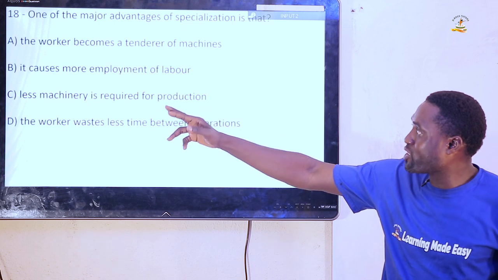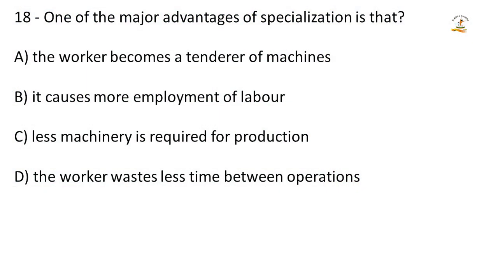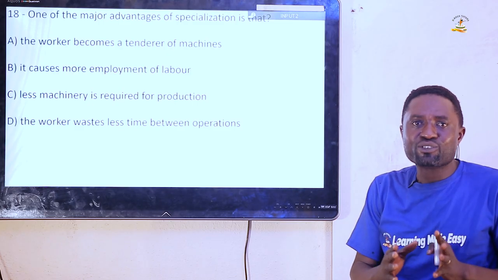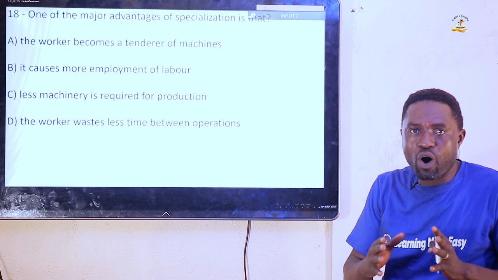So when you check the options, one of the major advantages of that is that A, the worker becomes a tender of machines. B, it causes more employment of labor. C, less material is required for production. D, the worker wastes less time between operations because he's already used to that work. So it makes the work faster.